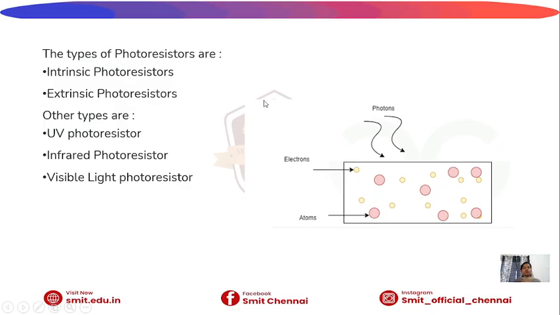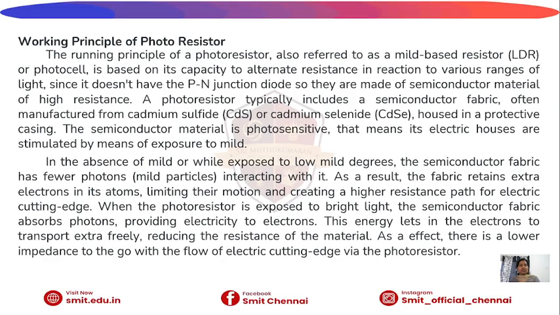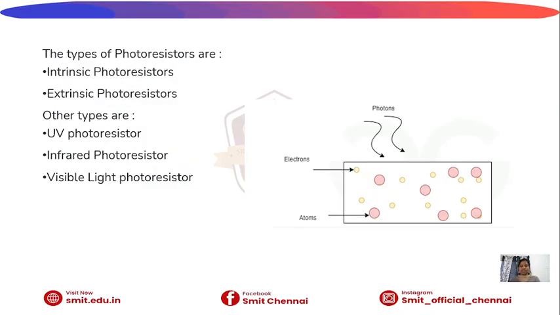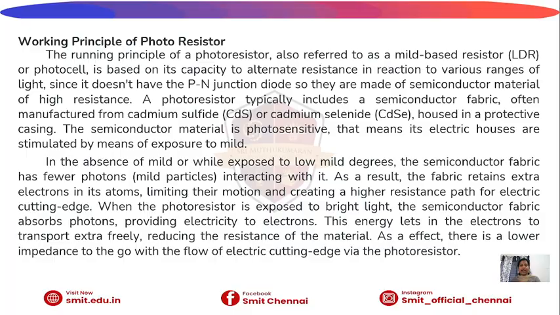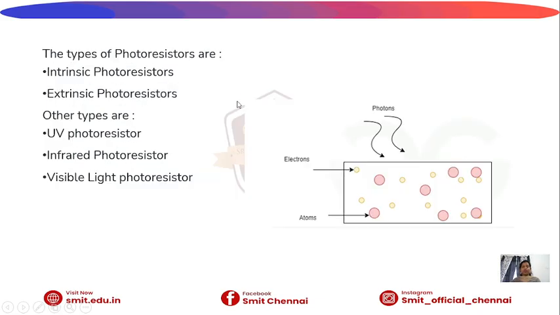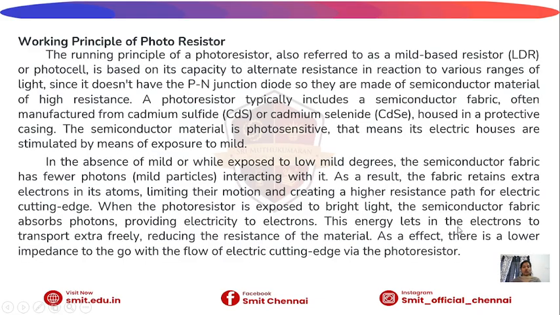There are lots of types of photoresistors: intrinsic photoresistor and extrinsic photoresistor, and other types such as UV photoresistors, infrared photoresistors, and visible light photoresistors. Intrinsic and extrinsic will be explained in another section. This is the working principle; the same thing will be provided here as a theory. You can refer to it for your exams.